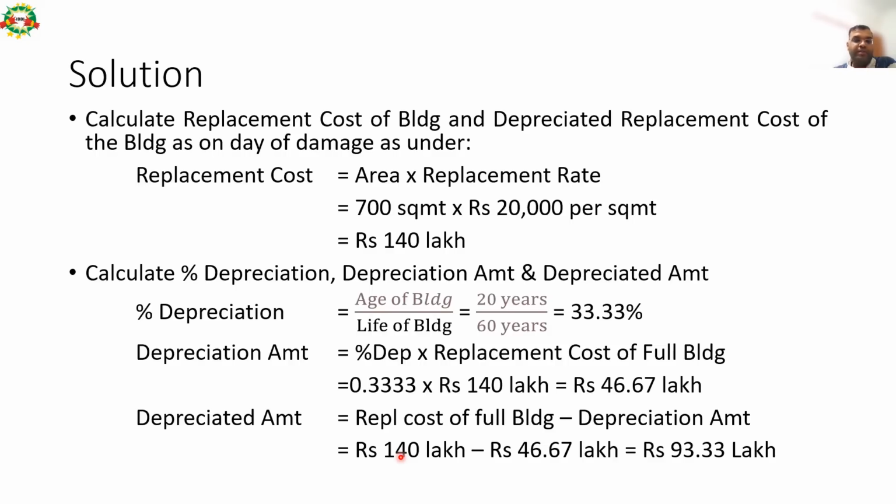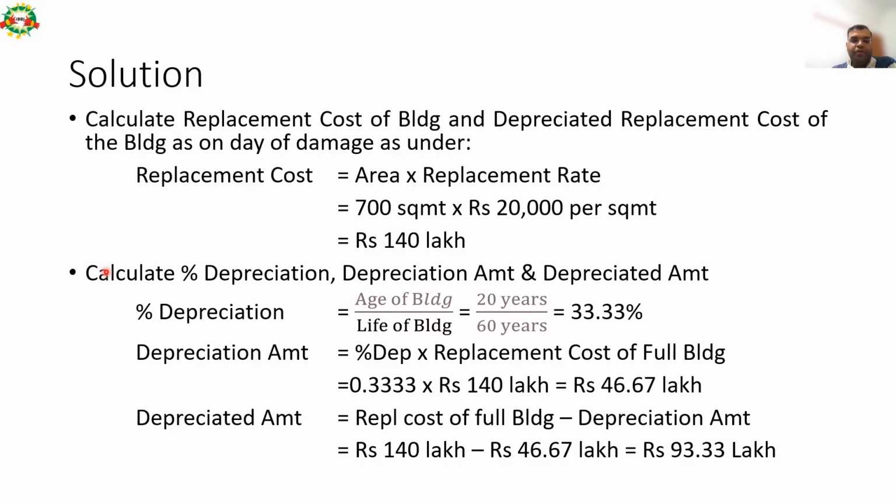Now we have to calculate percentage depreciation, depreciation amount and depreciated amount. This concept, the difference between depreciation and depreciated amount, is important, and we have already discussed it in previous sessions. So percentage depreciation as per the SLM method is equal to the age of the building, which is given in the question as 20 years, divided by the life of the building, also given as 60 years. So 33.33% is the percentage depreciation considering the present age of the building.